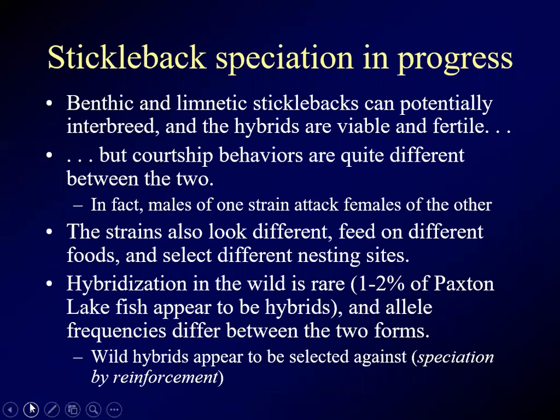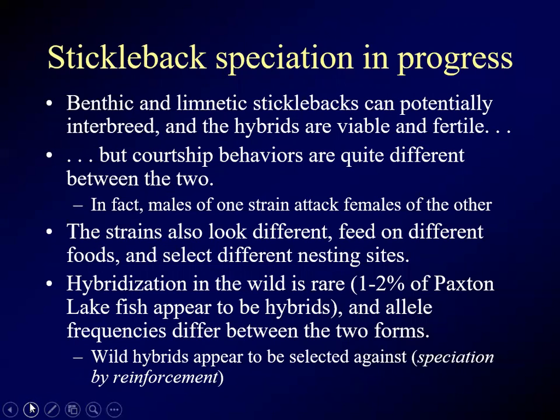They can interbreed. You can make them do it in the lab, and the hybrids are perfectly healthy and perfectly fertile. So maybe we don't have two separate species yet, at least not by the biological species concept. However, behaviorally, they're isolated because the courtship behaviors are very different. And males of one strain will actually attack females of the other instead of mating with them. So while you can make them interbreed, in the wild, they rarely do.